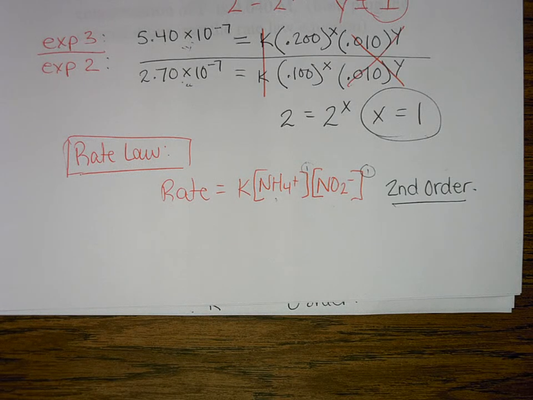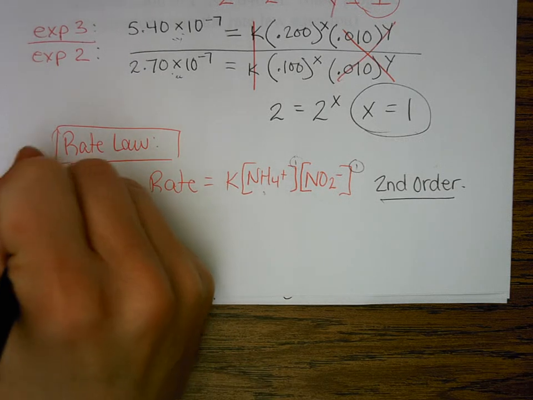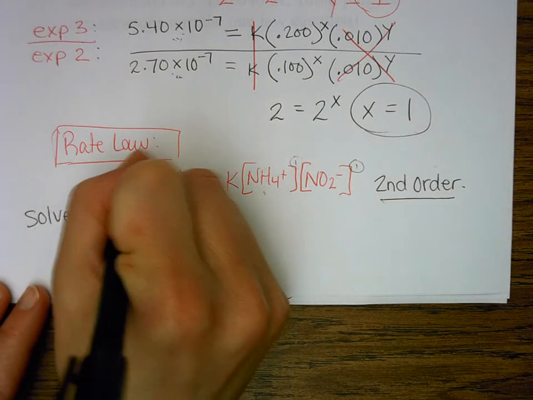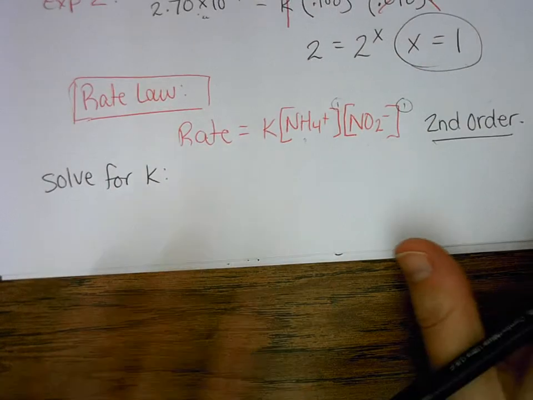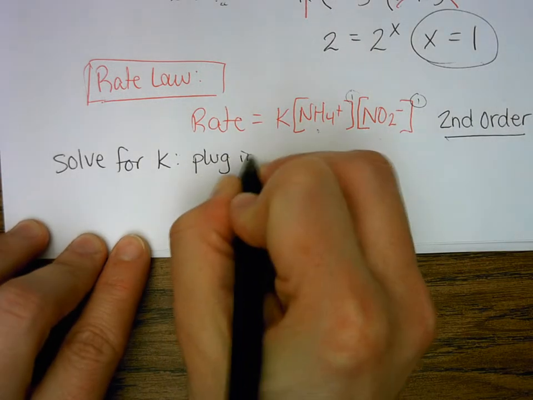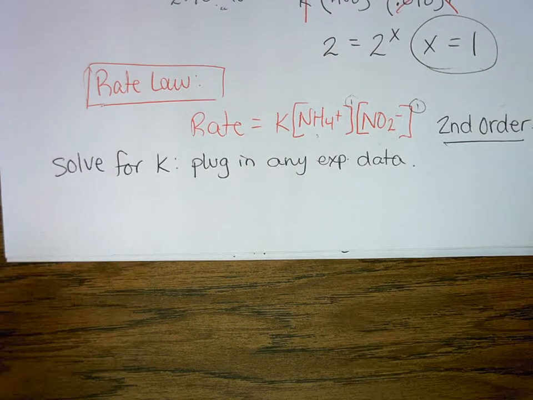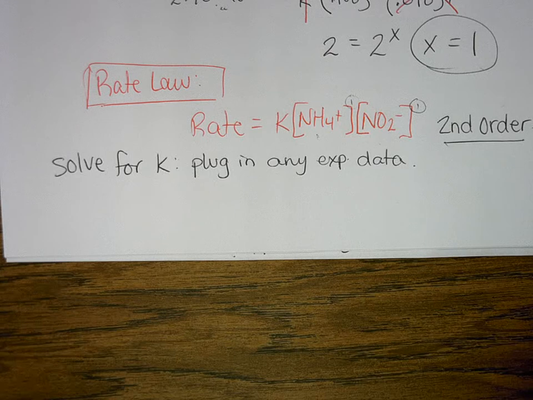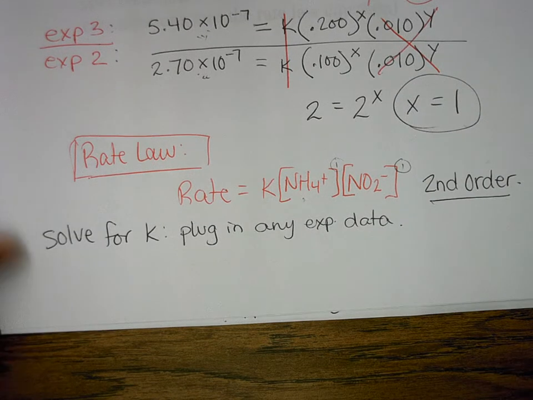Okay, there's one more step to this question and then I'm done and we'll take a break. That question is to solve for K. You actually need to find a numerical value for the rate constant K, and you can plug in any experiment data. It doesn't matter what experiment you choose. You could choose experiment 1, 2, or 3, and you're going to plug that data into the rate law equation that you know. I'm going to choose number 1.